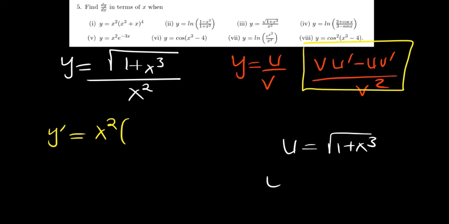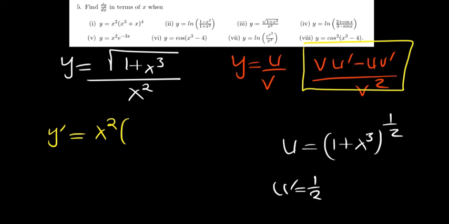What's the derivative there? The square root is the same as raising something to the power half. So if we're going to differentiate it, it's going to be half times (1 plus x to the power 3), reduce the power by 1, so it will be negative half, multiplied by the derivative of what is in the brackets. That's going to be 3x squared.